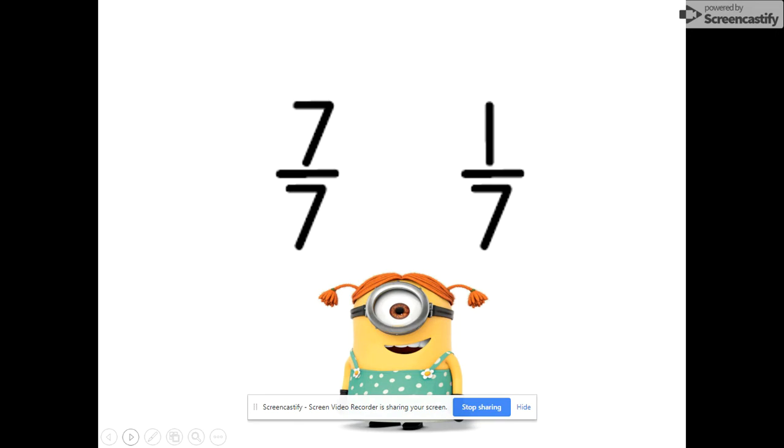Let's compare 7/7 and 1/7. Pause the video. If you said 7/7 is greater than 1/7, you're correct. And if you said that 7/7 equals 1 whole, you get double the points. Congratulations. On your classwork today, you're going to have a mix of both of these types of problems.